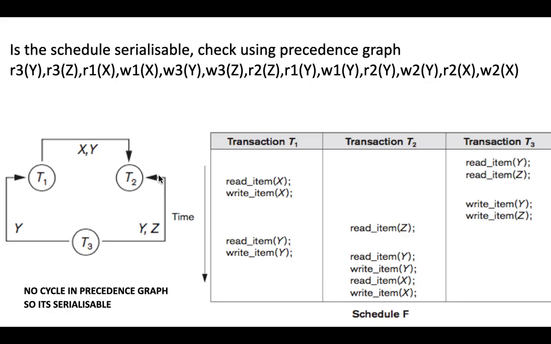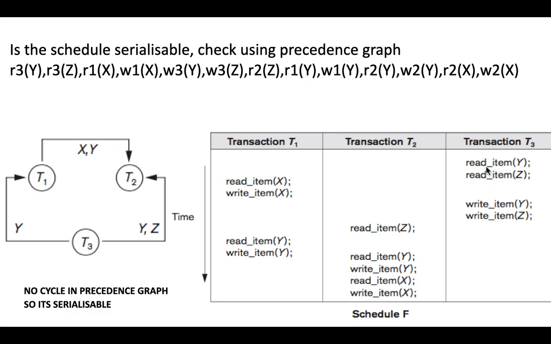So T3 to T2, it is based on Z. Now next over here we don't have any conflict. So don't forget to check for conflicts in both the other transactions. Then we have this read item Y coming over here. We need to check for conflict with T2, there is no conflict.